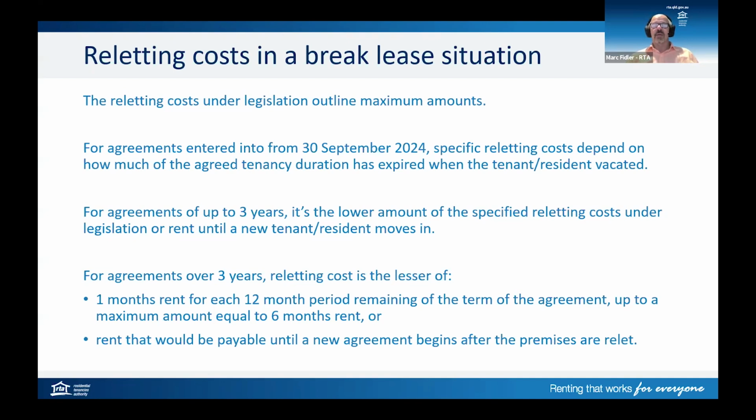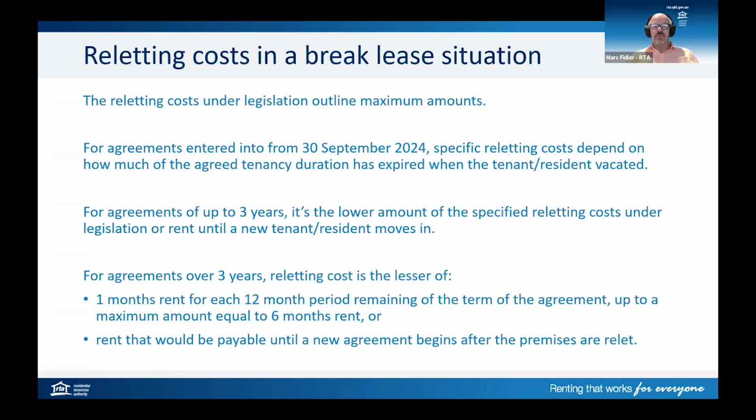The specific amount of the reletting costs that a tenant or resident is liable for depends on how much of the agreed tenancy term has expired when they vacated and whether the agreed term was less than or greater than 3 years. For agreements of 3 years or less, it's the lower, or we could say lesser, amount of the specified reletting costs for the percentage of the agreed fixed term that has expired, or rent until a new tenant or resident starts their tenancy agreement. It's important to note that it's not both, and it's not in addition to other costs such as advertising.